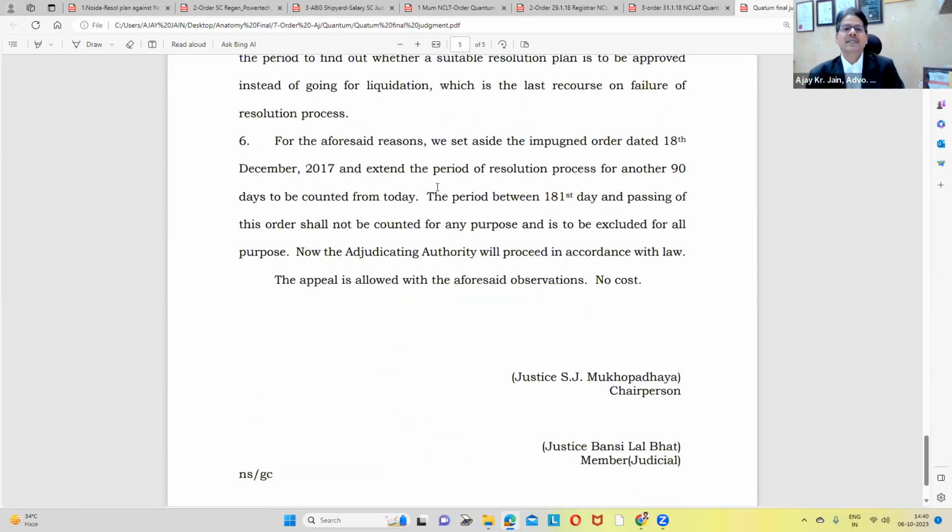For the aforesaid reasons, we set aside the impugned order dated so-and-so of the AA and extend the period of the resolution process for another 90 days to be counted from today. The period between 181 days and the passing of the order shall not be counted for any purpose and is to be excluded for all purposes. Now the adjudicating authority will proceed in accordance with the law. The appeal is allowed.